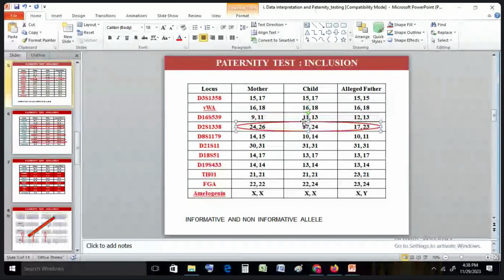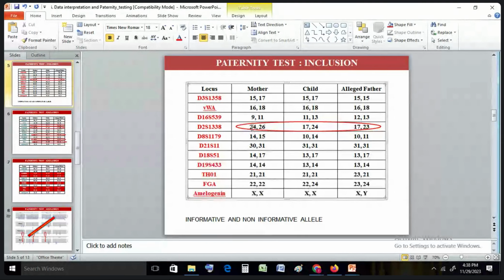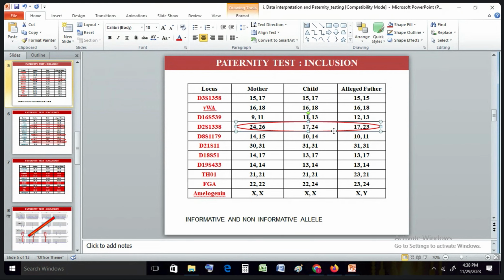In case of children, you have 24, which must come from the mother. This 24 of mother is giving to the children. Then this 17 is the obligate allele that must come from the other person, and 17 is present in the father. So it is also a match. Very easy to understand. Next one.